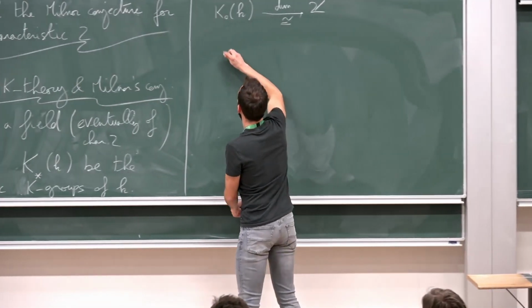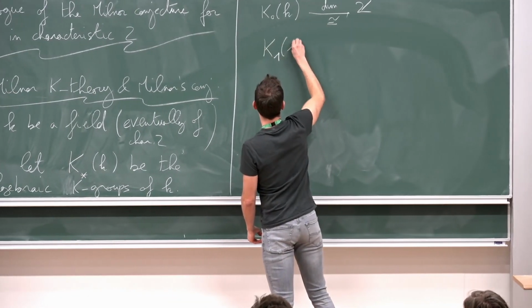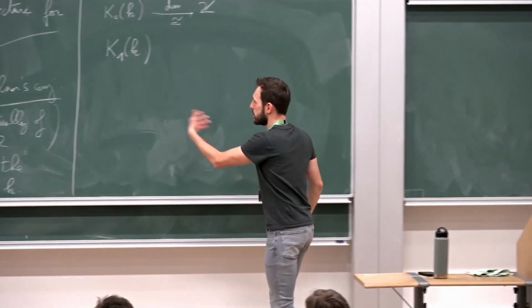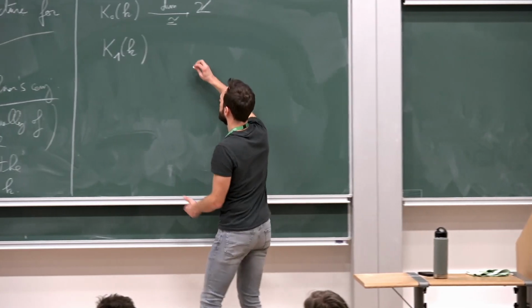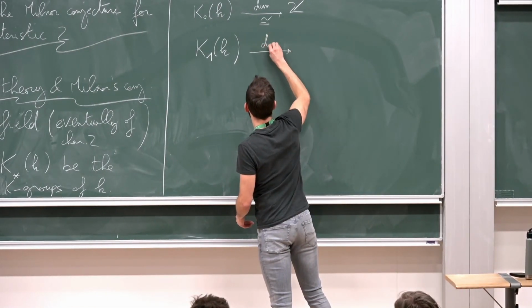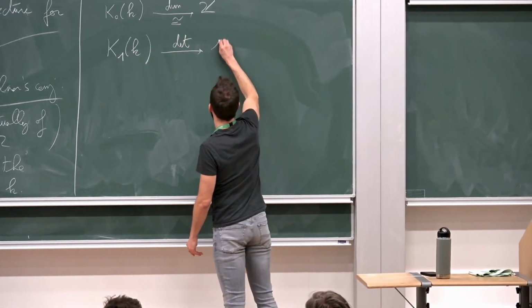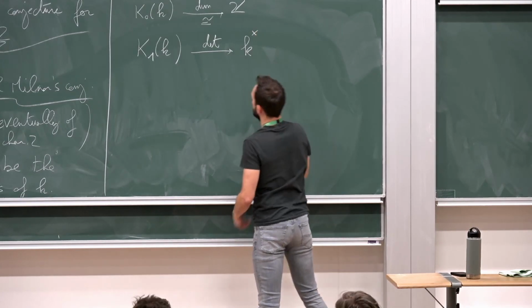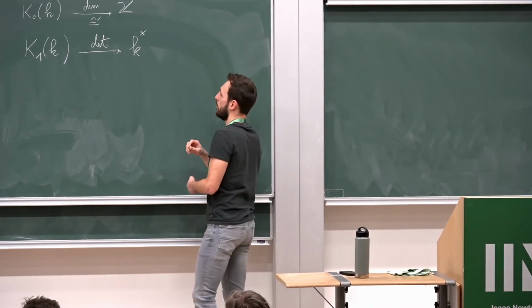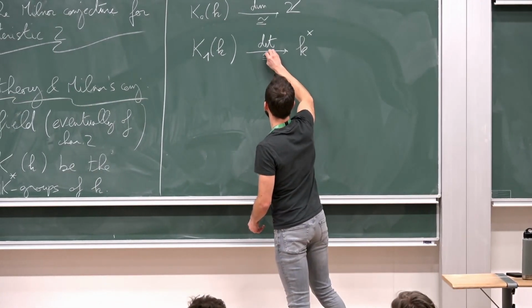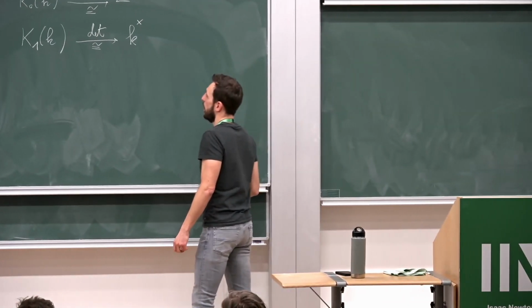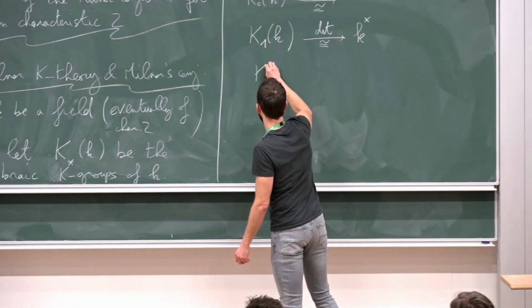And then you can take the first K group. This is defined as a quotient of the general linear group, and we can take the determinant and look into the units of our field, and this is also an isomorphism. And then we can also look at K2.